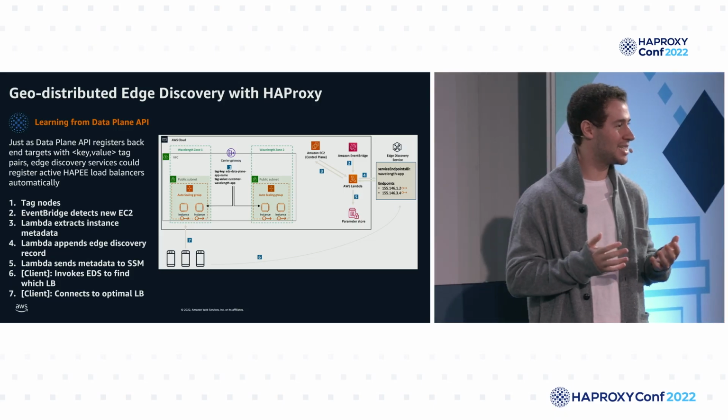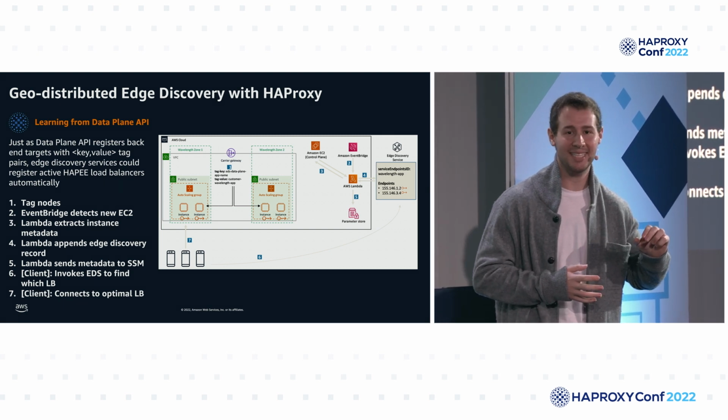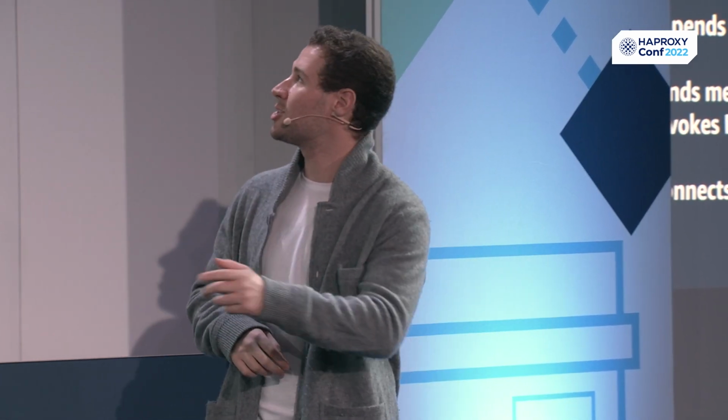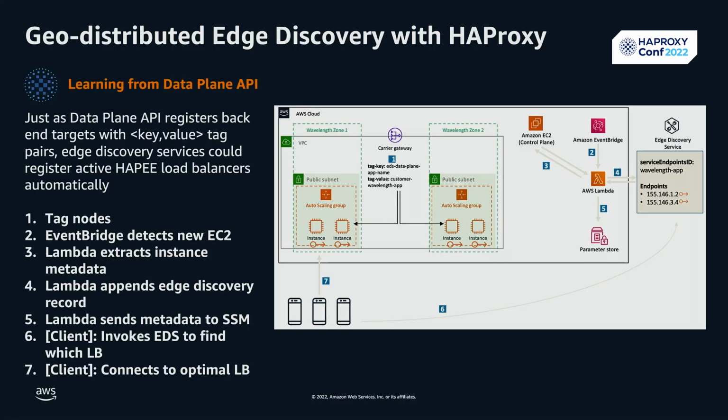How did they build the data plane API, the service discovery feature? Tags. Using the same model, by tagging things that should be associated with that logical entity, the same very design of the data plane API, I built another data plane API, which I call the Edge Discovery Service Data Plane API. What's it doing? Seven steps. Step 1, tag your nodes associated with a given service, just like you would for registering targets, with a tag key and a tag value.